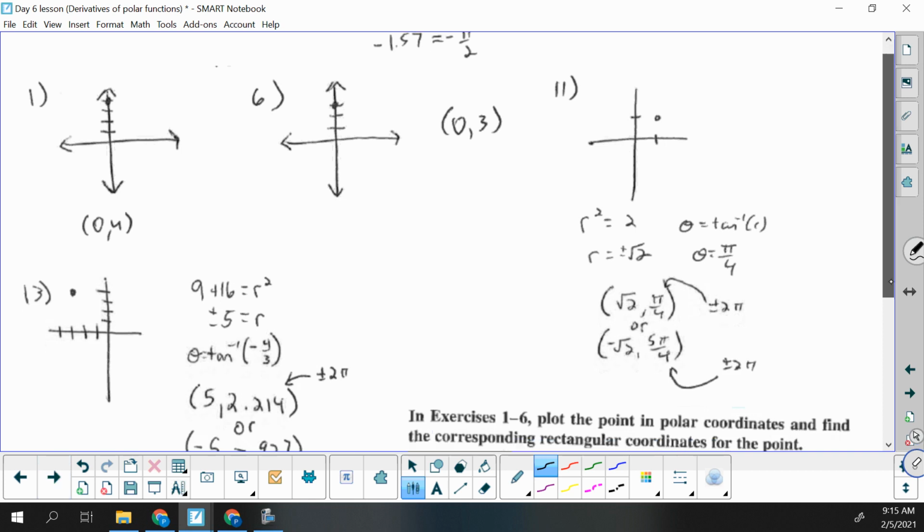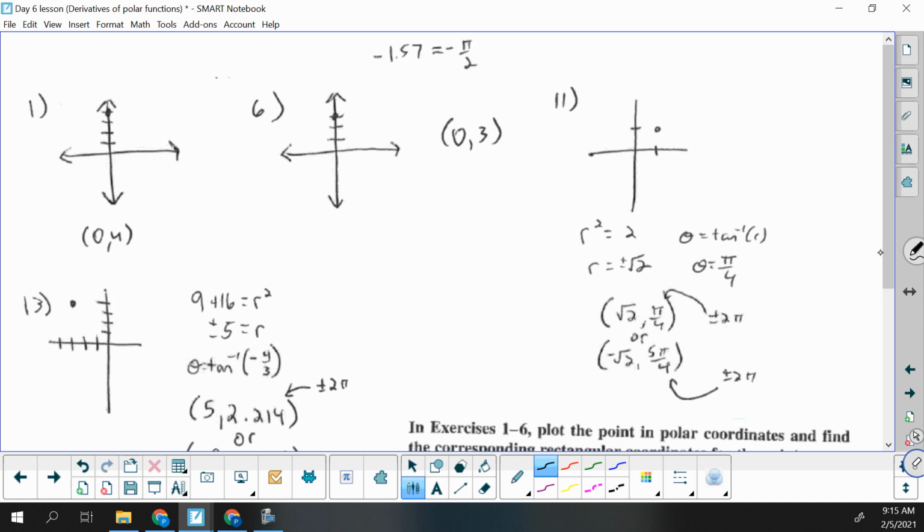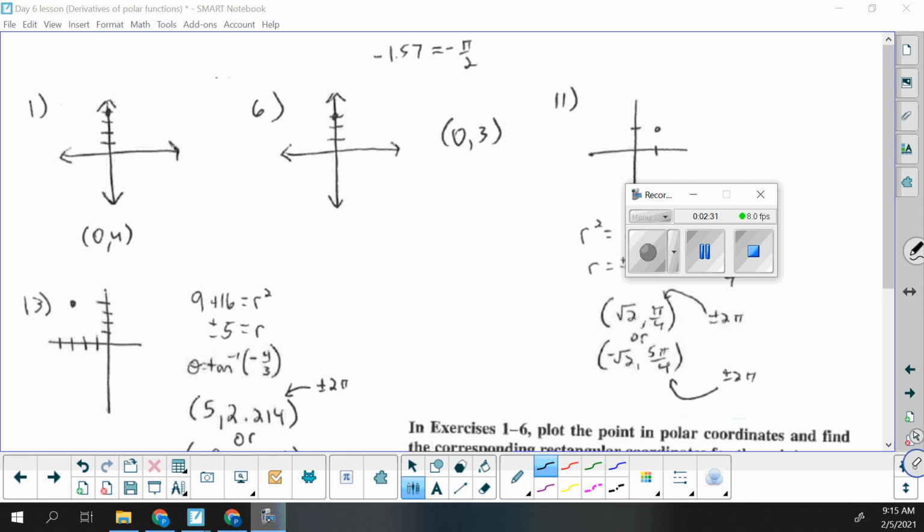For number 1, we have 4 comma 3 pi over 6. Well, 3 pi over 6 is pi over 2, so we're just on the y-axis and with a radius of 4, or 4 from the pole, I should say, so we just have 0, 4 as our point.